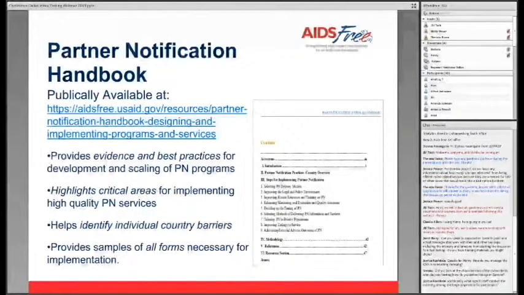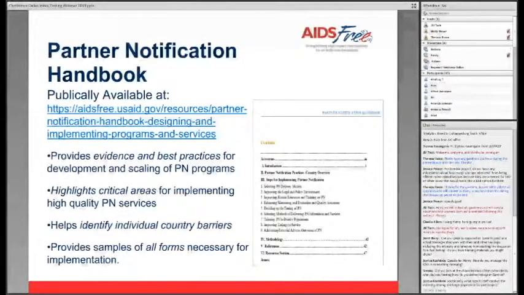The intent, when we first thought of this document, was that this would be a very practical resource that will help program managers, policymakers, and trained healthcare providers to develop policies in countries that don't have policies on partner notification and index testing, and then introduce and roll out index testing and partner notification.